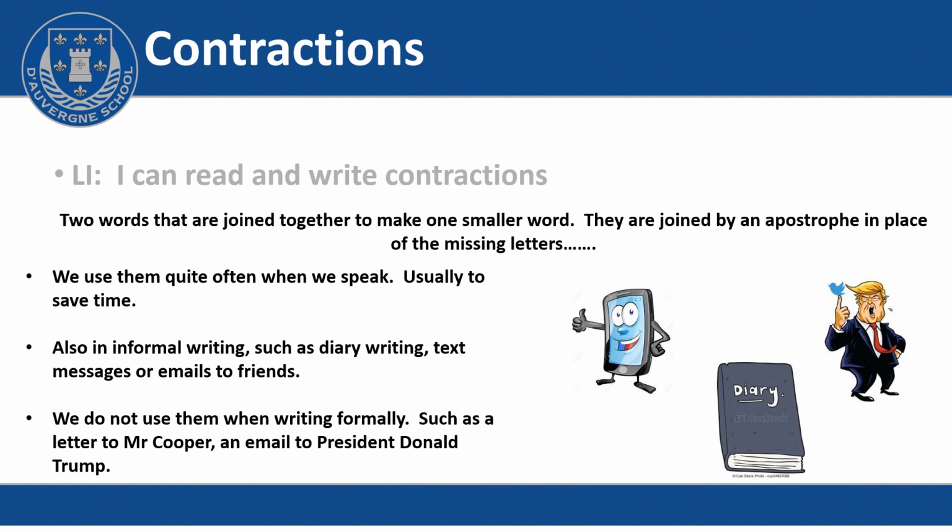But we don't use them when writing formally. That's when we're writing official letters, so letters of importance, like a letter to Mr. Cooper, for example, an email to Donald Trump. You wouldn't say can't, you would instead say I cannot, or instead of didn't, you'd say I did not, or we are instead of we're.